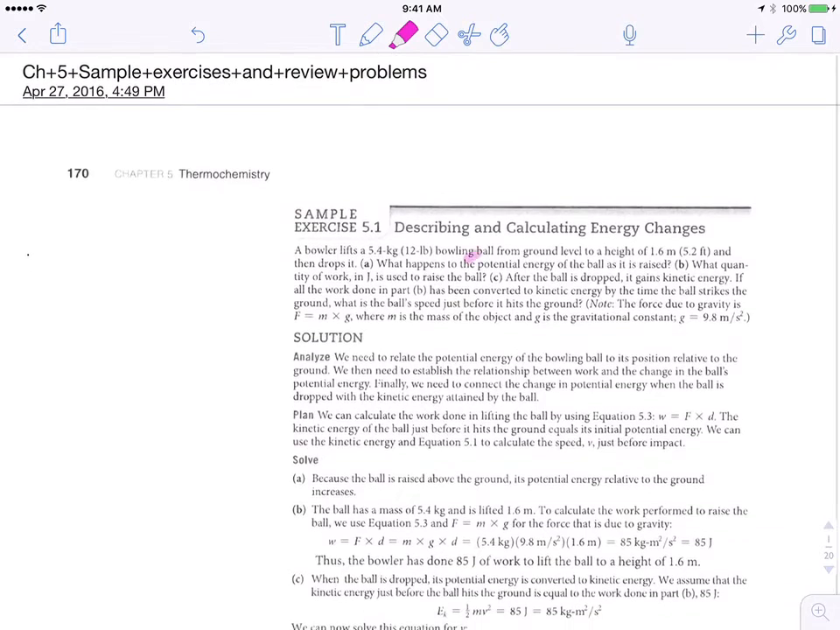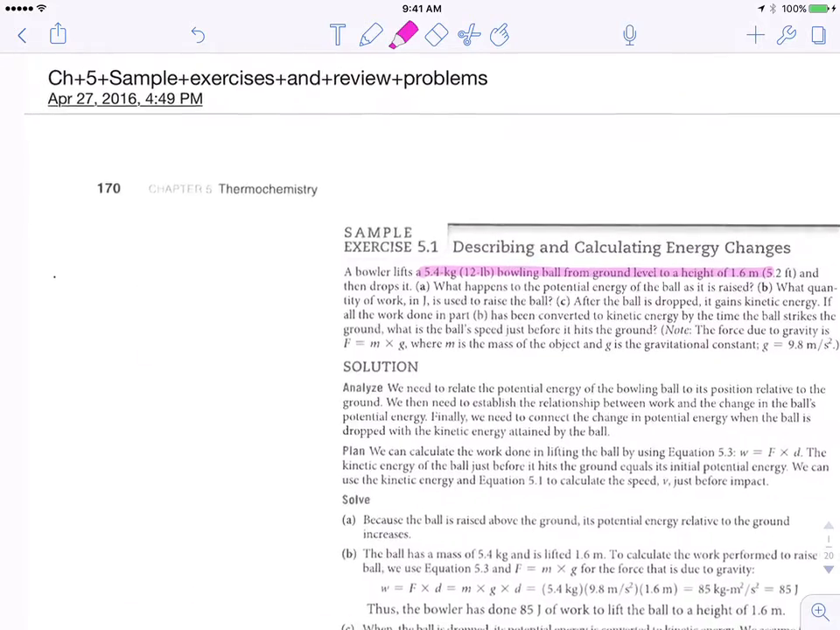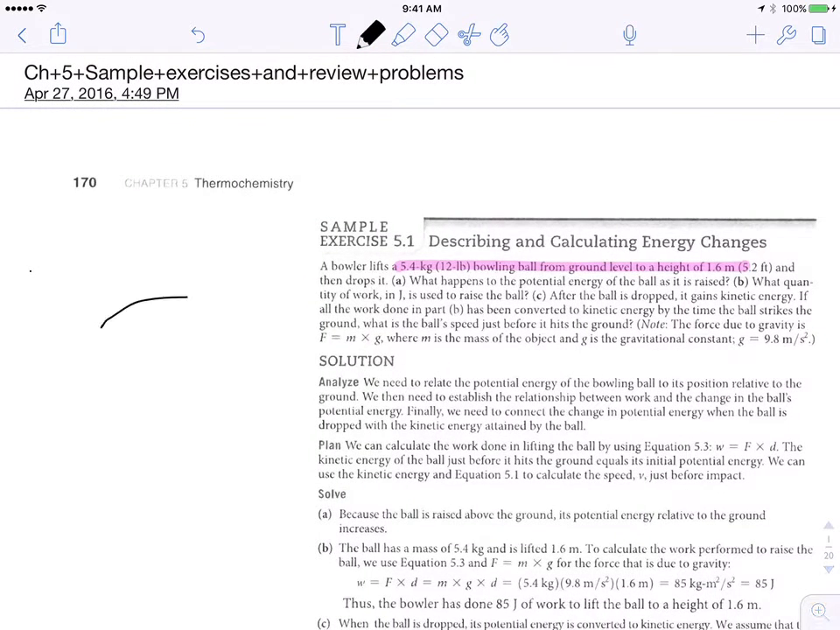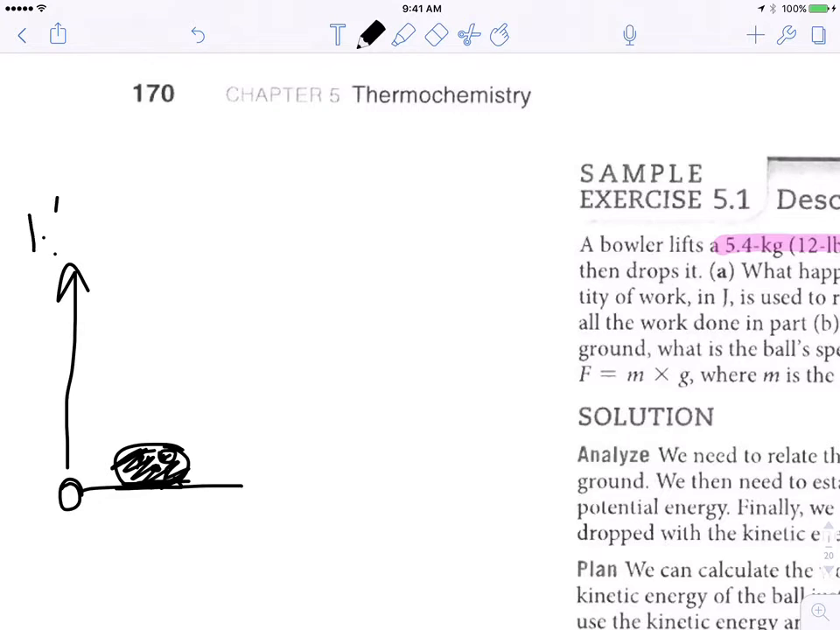First, we're going to read the question and figure out what we know and what we don't know. So what's given? Well, we're given a mass, 5.4 kilograms, at a height of 1.6 meters. What is that telling us? If I draw a quick little picture, starting at point 0, I have this bowling ball, and it rises 1.6 meters.